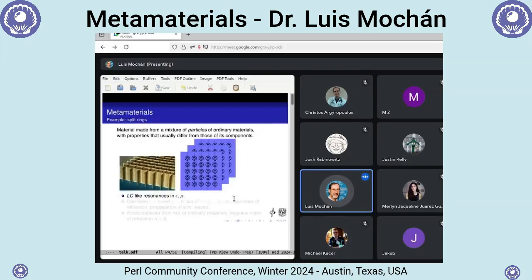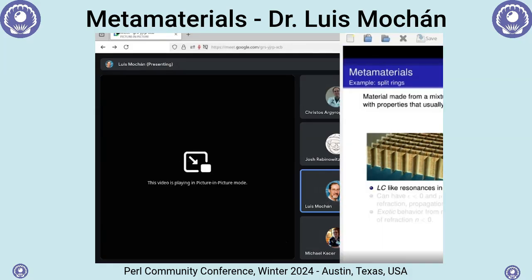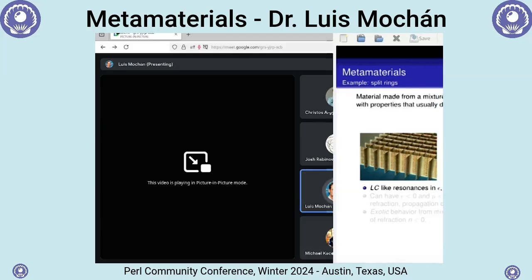So first I have to talk a little bit about what a metamaterial is. These metamaterials are materials made from a mixture of particles of ordinary materials embedded in other materials, but that have properties that are usually or sometimes very different from the properties of the components themselves.